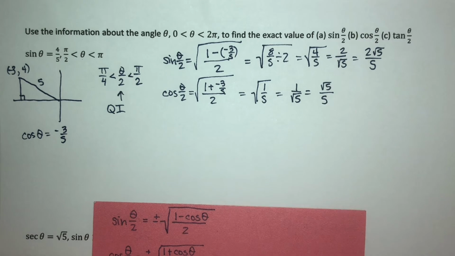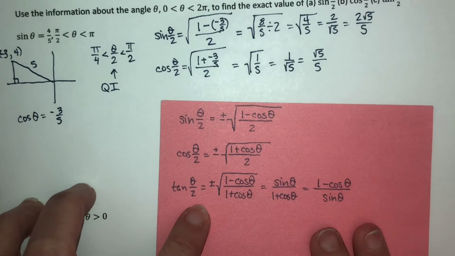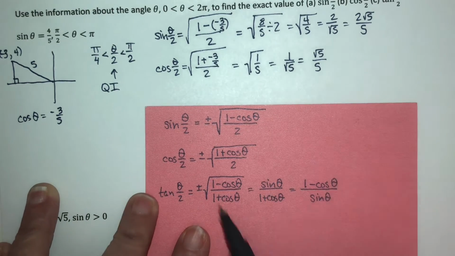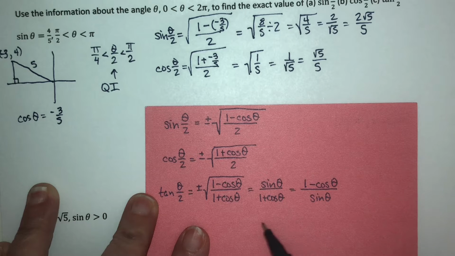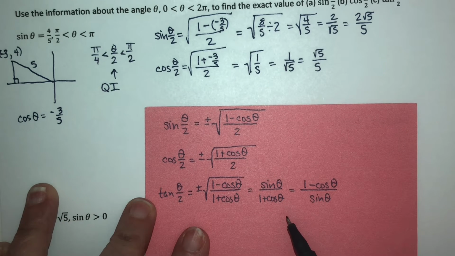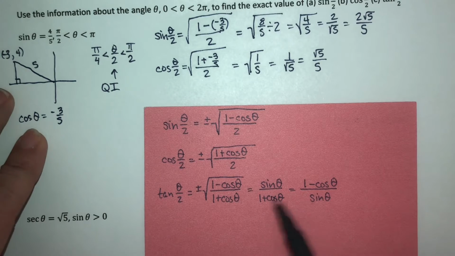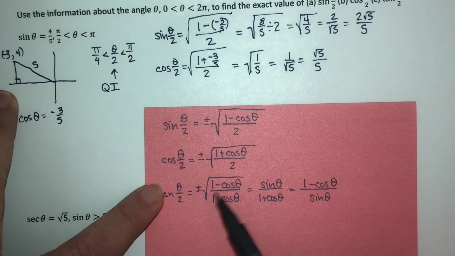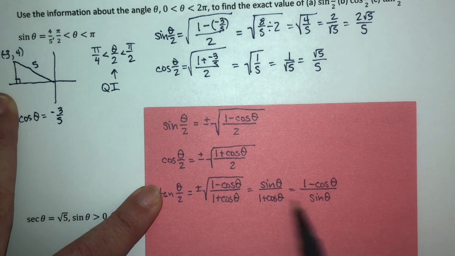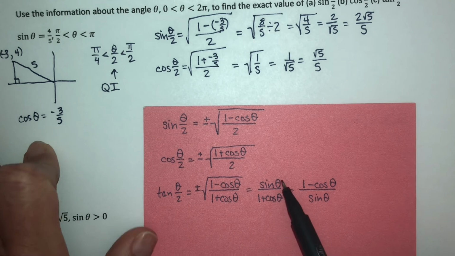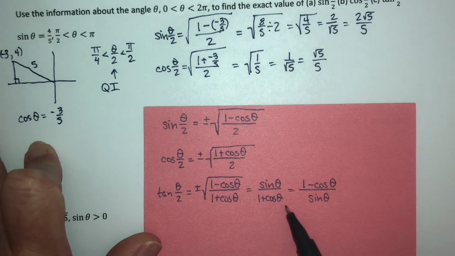Okay? And then for tangent of the half angle, you can do sine divided by cosine. You can use any of these formulas if you wish. You'll end up with the same answer. Now, just to show that, let's use one of these where we don't have the square root and we don't have to figure out which sign we're supposed to use, just to show that we do get the same answer. So let's just do this one. We have sine divided by 1 plus cosine.